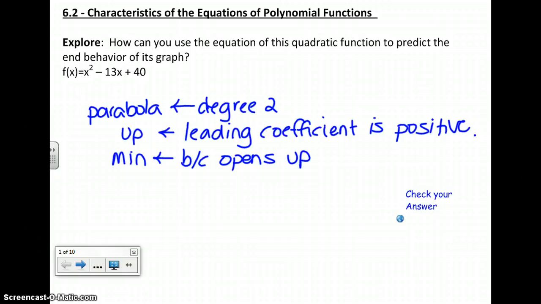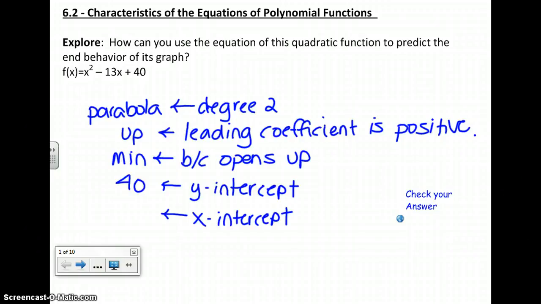Okay, so the y-intercept should be 40. And how do you know it's 40? Good, if you plug in 0 for these x's, you'd get 0 minus 0 plus 40 equals your y-intercept. So 40, or the constant, is your y-intercept.